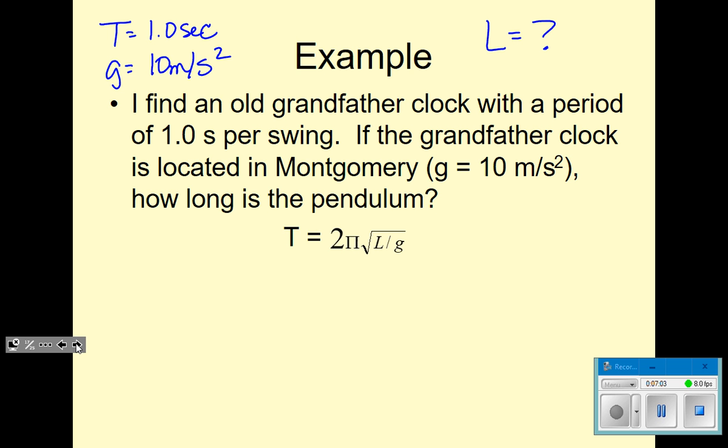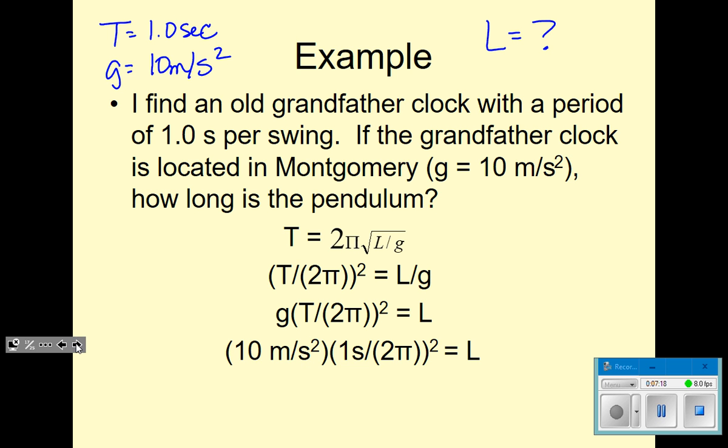So I know my original formula is T equals 2 pi square root of L over g. I gave you the manipulation by first dividing by 2 pi, and then we have to square to get rid of the square root. So we have to square the whole T divided by 2 pi expression. And then we'll have to multiply by g to get L by itself.